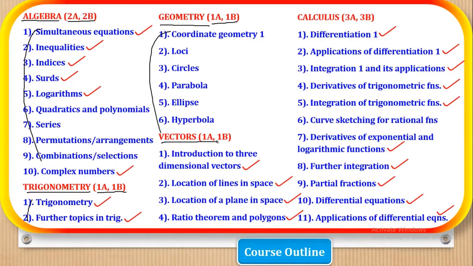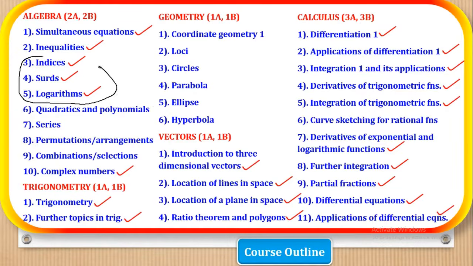Then another one is vectors, where one comes in section A and one in section B, and these are the topics. Then the last one is calculus, where 3 questions come in section A and 3 in section B, and these are the topics. So the topics which are ticked are the ones we have covered. This time, this video will be on algebra, and it will cover these 3 topics.